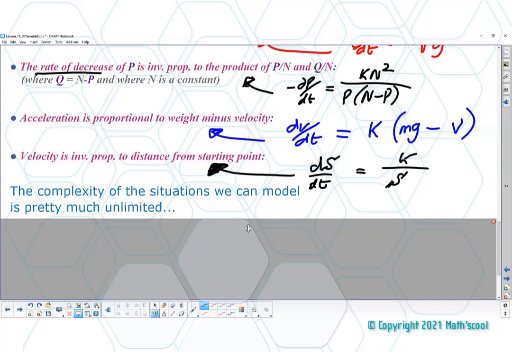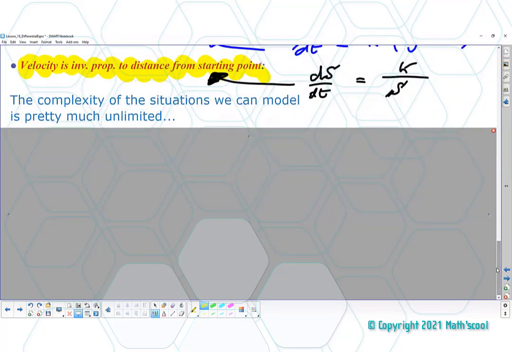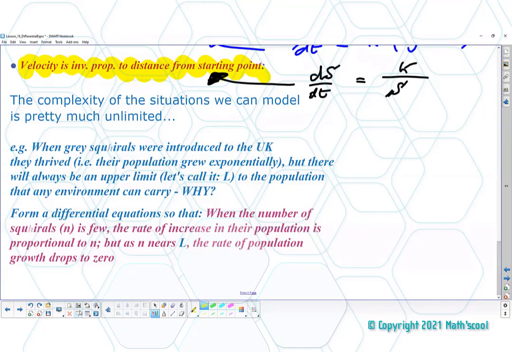If somebody explains to me some rule, like any of these rules here, they give me some sort of theoretical appraisal of a situation, I can form a differential equation, and that differential equation can then model that situation. So it's really powerful.